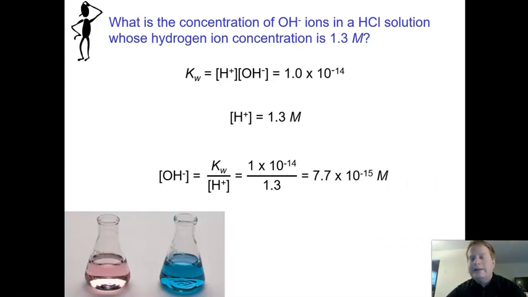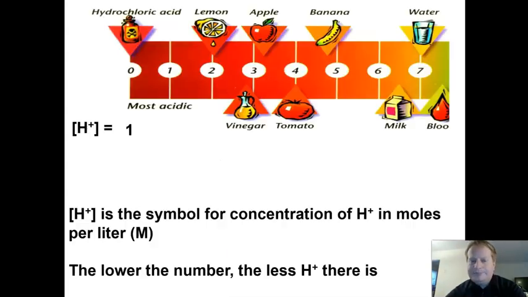So for a problem like this, where you've got H plus and you're trying to find OH minus or vice versa, simply plug it into this equation, and that's what you can do for that essentially. It's going to get a little more complicated from here. But again, we're going to be talking about where this pH concept comes from. Remember that the brackets around H plus mean H plus concentration. So let's take a look at this.